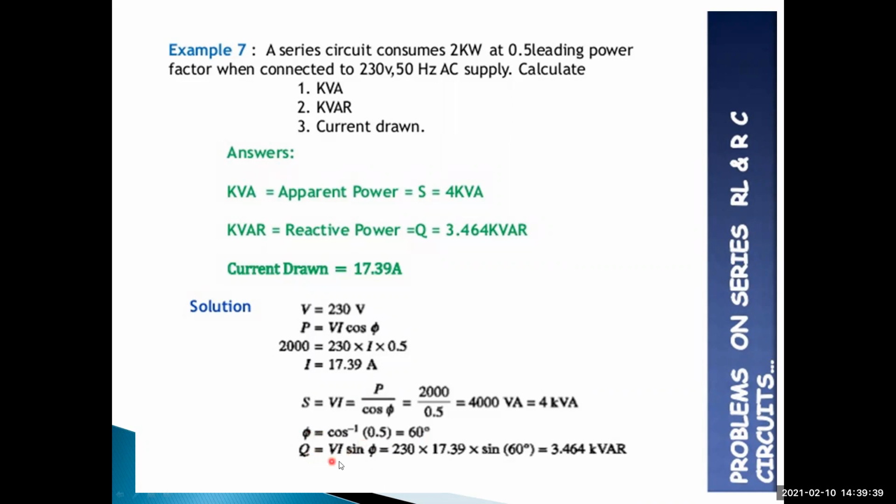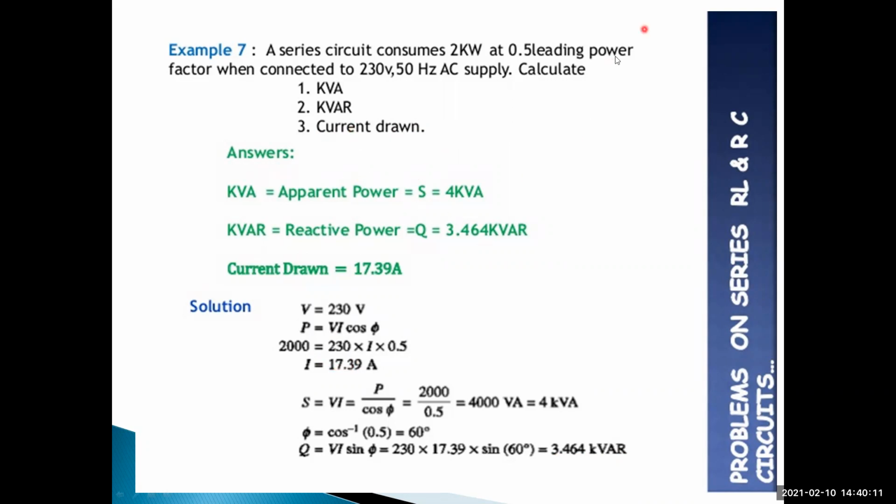I already explained this concept in previous classes. Am I right or not? Q is equal to VI sin phi. So V is equal to 230, the current I is 17.39, and you know the angle, so sin phi gives 3.464 kVAR. Then the current drawn: I is equal to 17.39 is called the current drawn by the circuit.